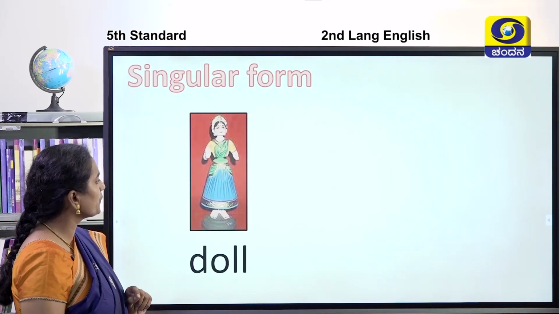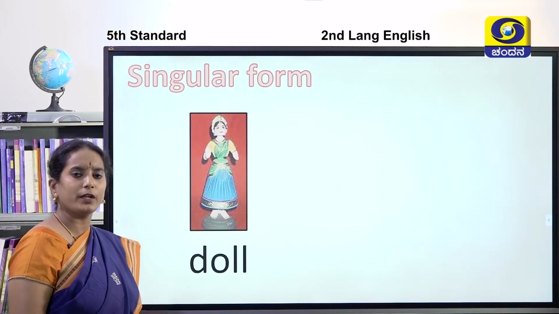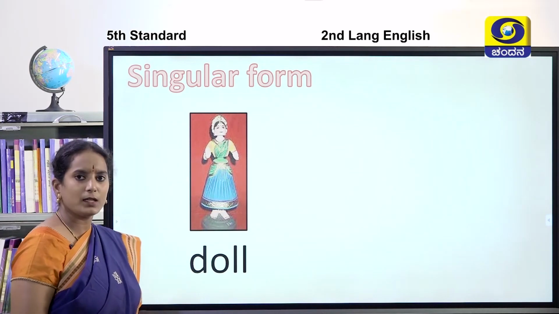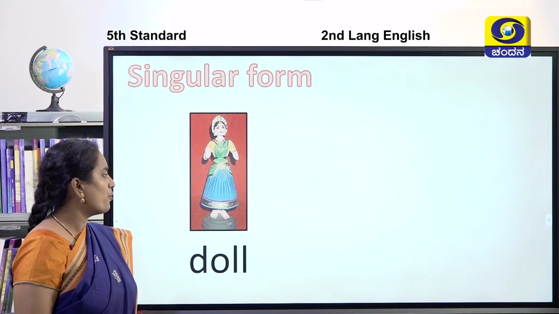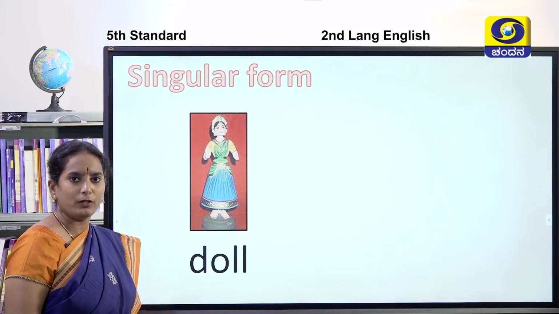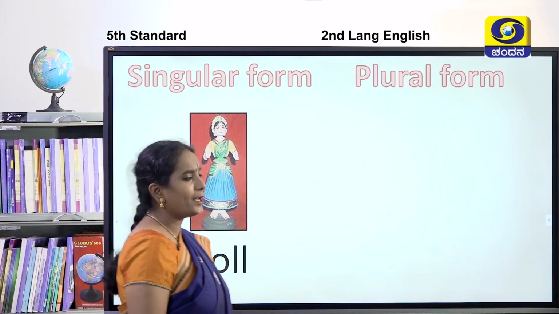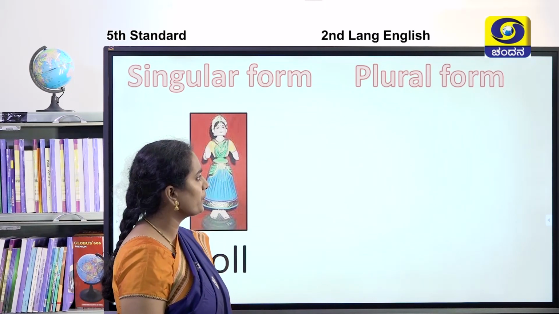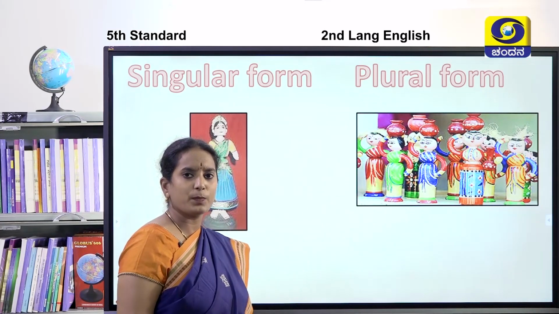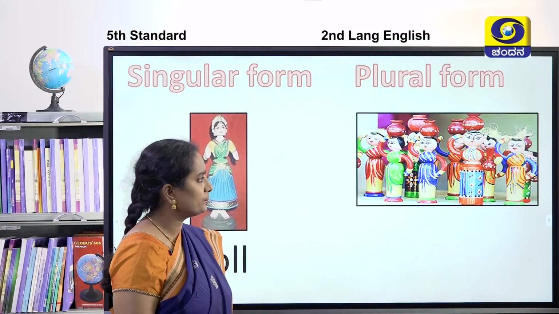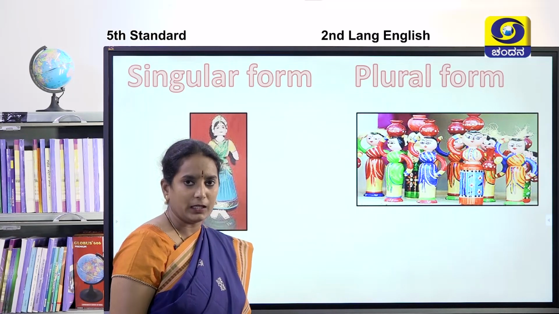Singular form. What do you see in the picture, children? Doll. It is a doll. How many dolls are there? 1. There is only one doll. Now let us look at the plural form. How many dolls do you see in this picture? There are many, isn't it?